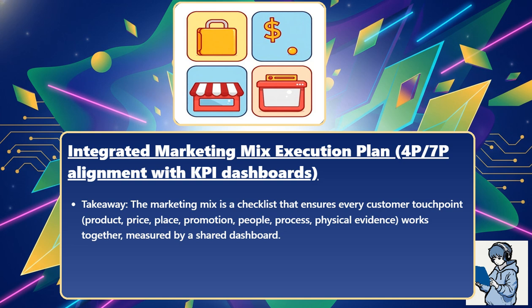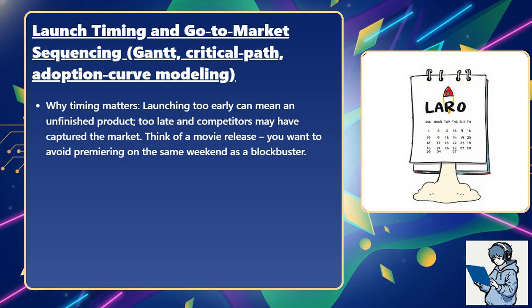Takeaway: the marketing mix is a checklist that ensures every customer touchpoint (product, price, place, promotion, people, process, physical evidence) works together, measured by a shared dashboard. Why timing matters: launching too early can mean an unfinished product; too late and competitors may have captured the market. Think of a movie release: you want to avoid premiering on the same weekend as a blockbuster.